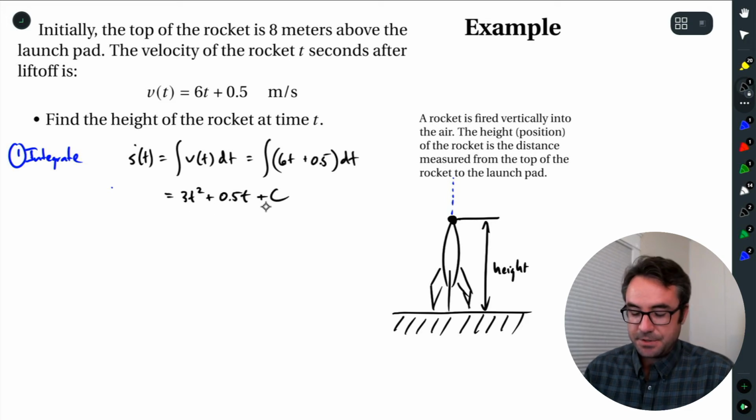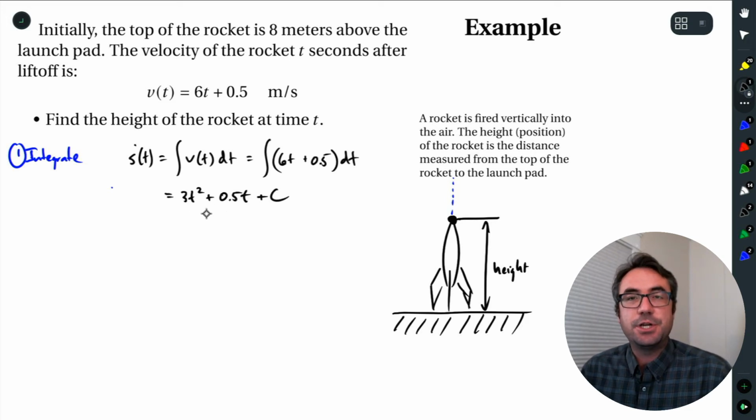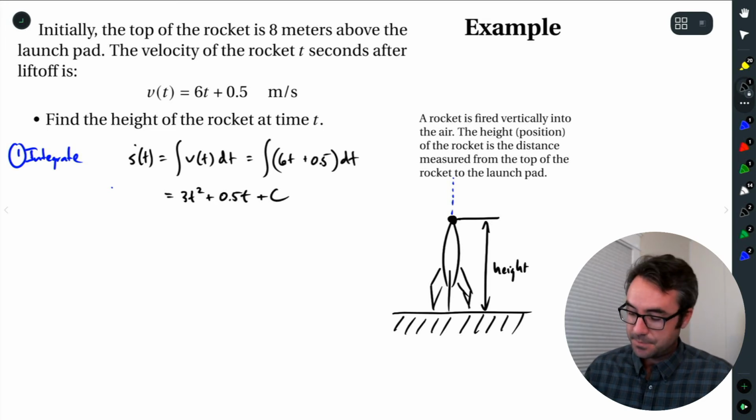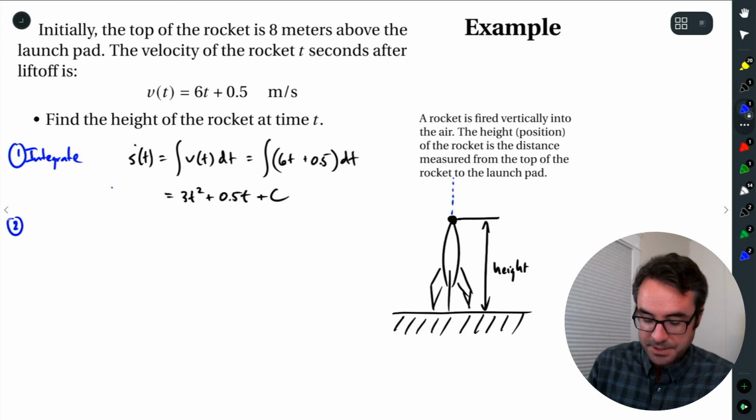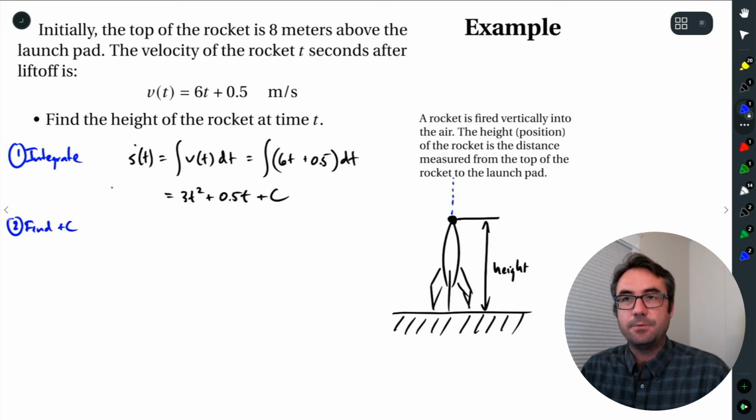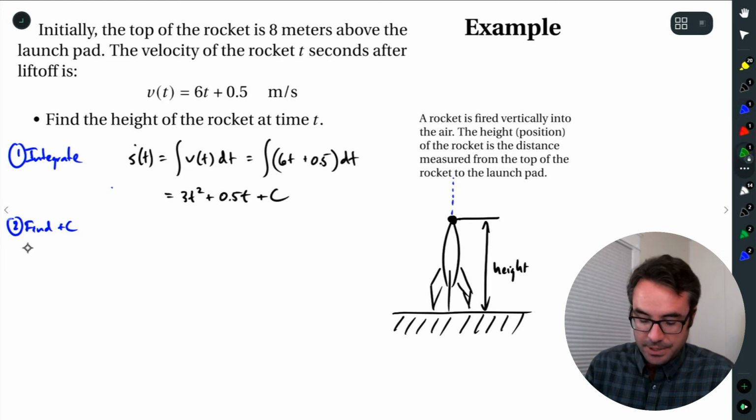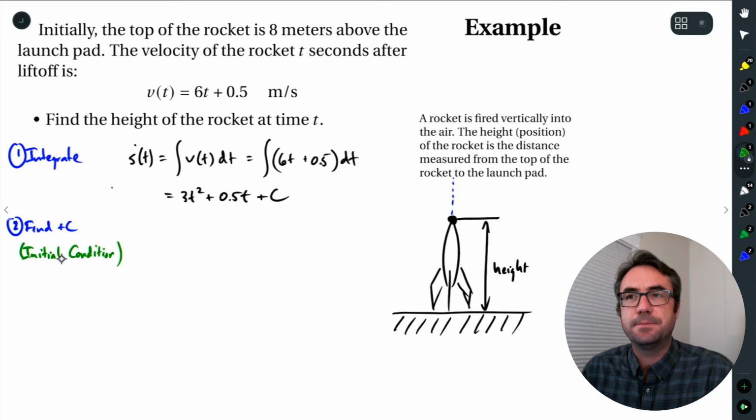Now, this is the most general antiderivative. So there's this vagueness, this arbitrary constant here, and we need to find it. So that's the next step. We're going to find c. And we do that using, as we've seen, an initial condition. So we need to go back to our problem. What is the initial condition?